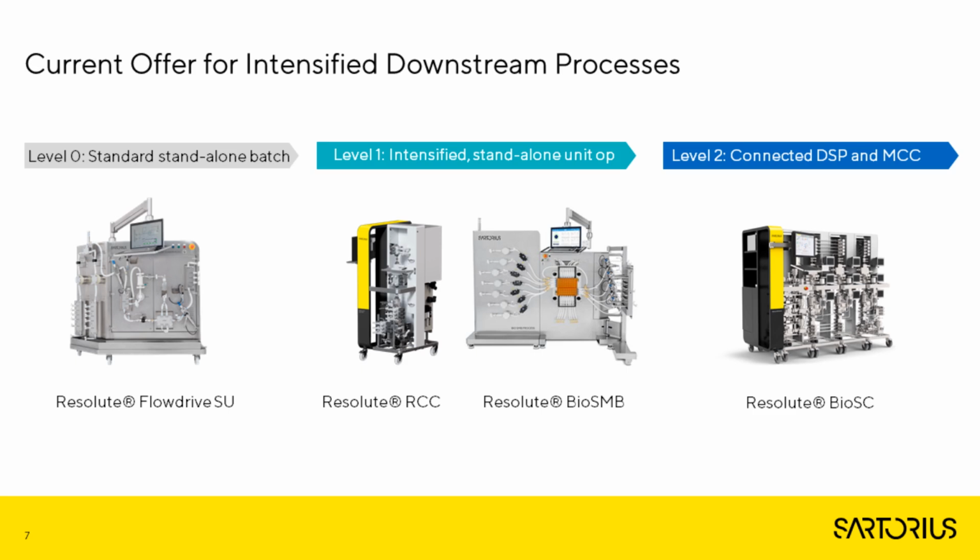What Sartorius offers today is the support of 3 different levels of process intensification. So we are supporting level 0, the standard standalone batch purification, with the Resolute Kroger single use. We are supporting level 1, intensified standalone unit operations, with Resolute RCC for membrane chromatography and the Resolute BioSMB for multi-column chromatography. On level 2, we are offering the Resolute BioSC for connected DSP, including multi-column chromatography.